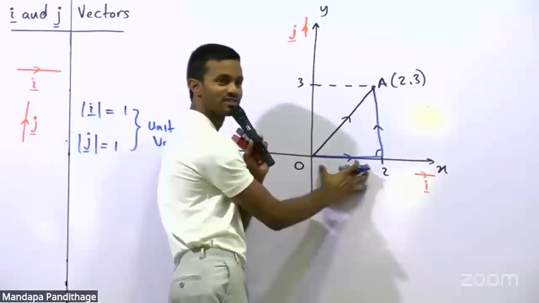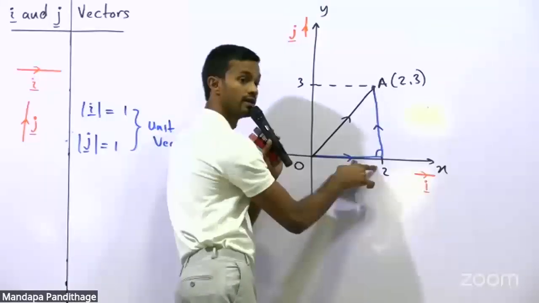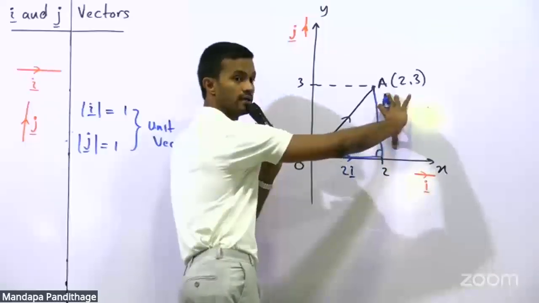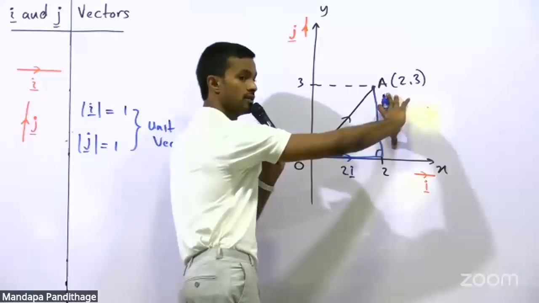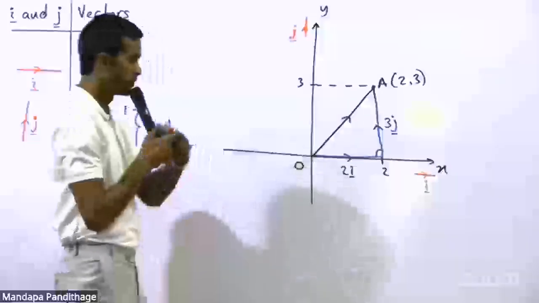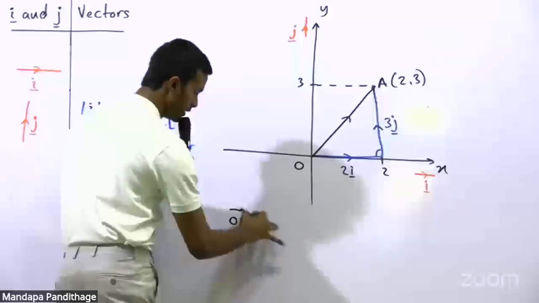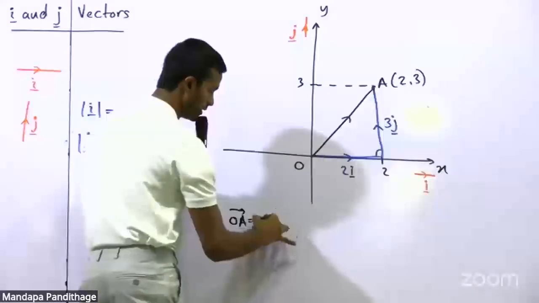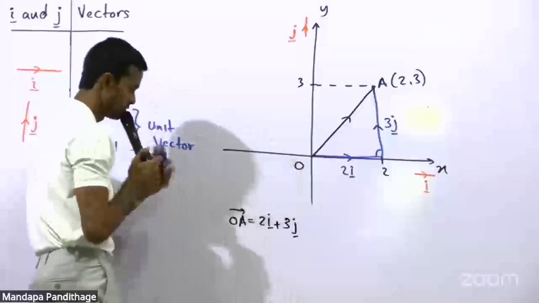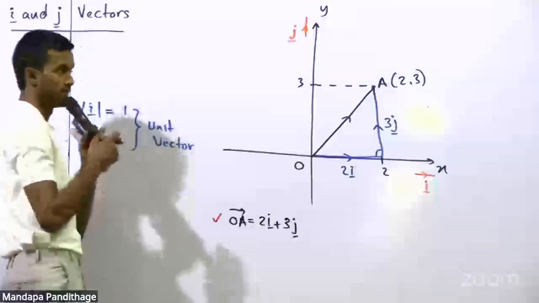What is the magnitude of this vector? 2. What is the unit vector in that direction? I. So then what is this vector? It's 2i. Nice. What is the magnitude of this vector? 3. What is the unit vector in this direction? J. So this vector is 3j. So when you know the coordinates of that point, you can write the position vector of OA, it's equal to 2i plus 3j. You can write the position vector of any point on the Cartesian plane in terms of I and j.